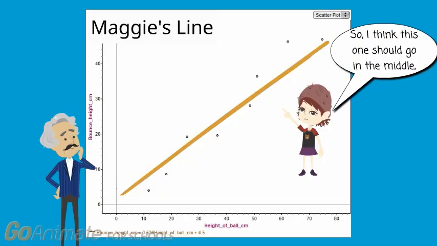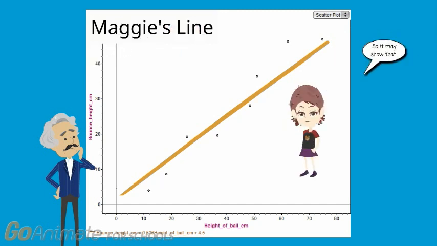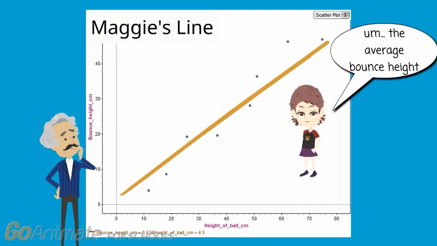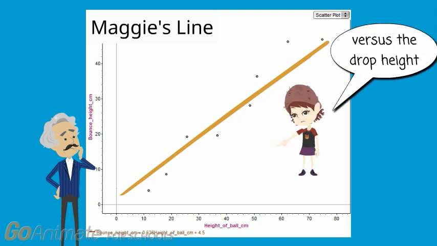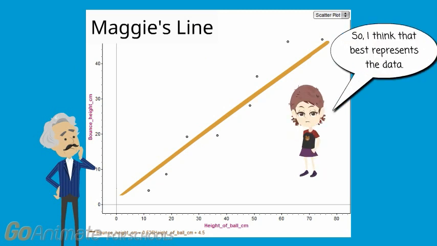So I think this one should go in the middle. Also, because on each side there is 4 different points. So it may show the average bounce height versus the drop height throughout the middle. So I think that best represents the data.